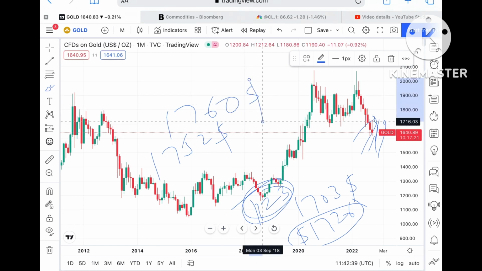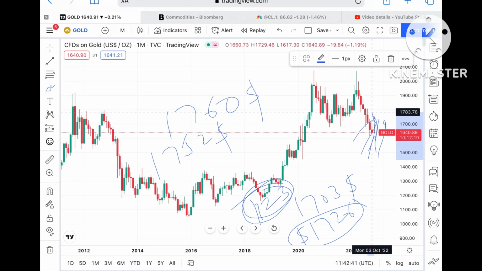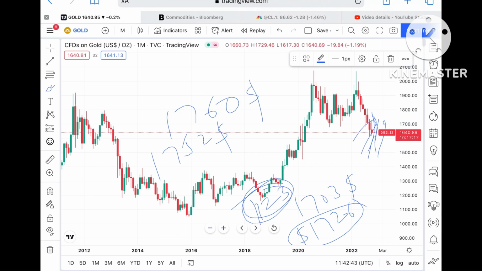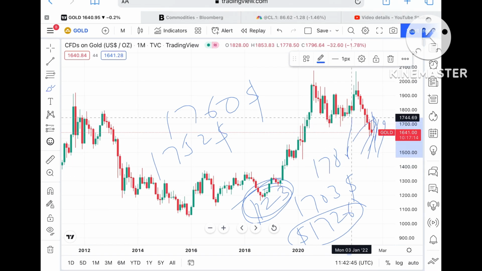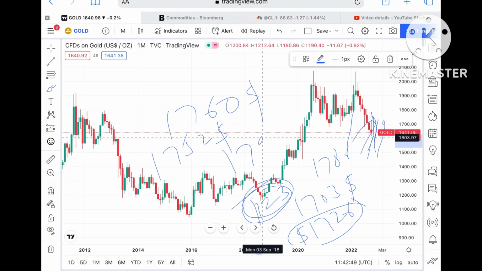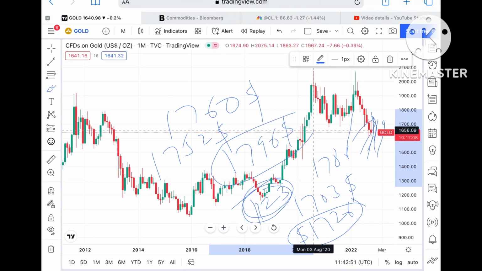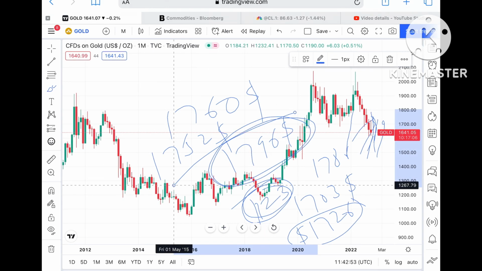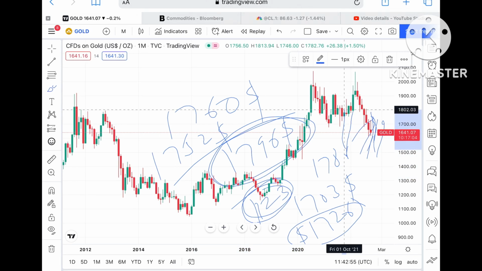Okay, and once the price goes above 1760, then we can see it can touch a level of around $1786, and from there we can see it can move further upside towards a level of $1796. Okay, keep this in mind. If the price goes above this level, then we can see it can move further upside, and a probability of moving further upside will be there.